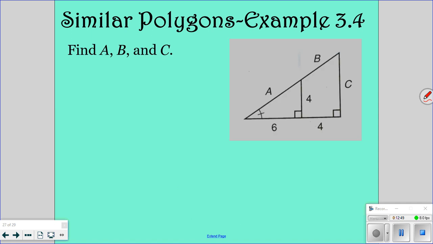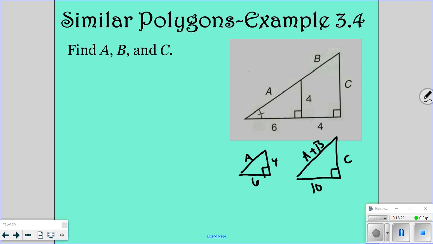Okay, we're going to look at another example. On this one, the figures both share one angle. So if you need to draw the 2 triangles, you can. Hopefully you'll eventually get to where you don't need to draw them, but I'm going to go ahead and draw them just in case someone needs them. So for the little triangle, the side lengths are 6, 4, and A. For the big triangle, the side lengths are 10, because that's what 6 plus 4 is, C, and then A plus B. So if you set up your ratios, you will have 4 over C, 6 over 10, and A over A plus B.